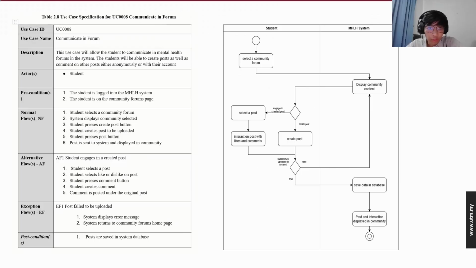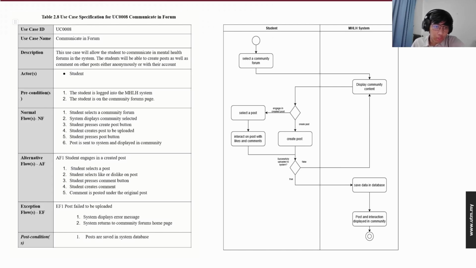Or the communicate in forum use case. This use case will allow students to communicate in the community forums. The actors are students. The preconditions are they are allowed into the system and they are in the community forums page. So the normal flow is the student selects a community forum and then that community is displayed by the system, and then the student can now create a post, and after pressing the post button, the post is sent to the system and eventually displayed in the community.